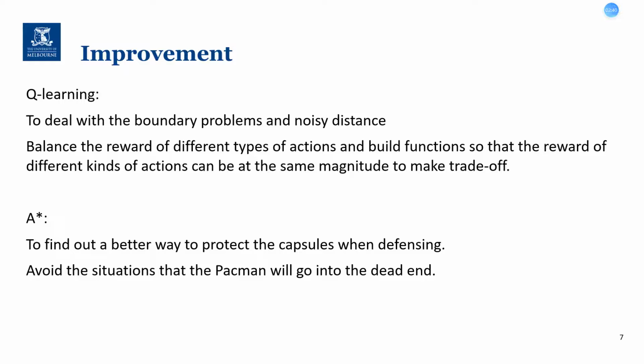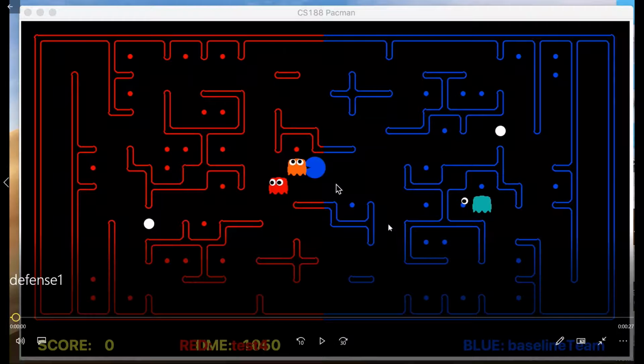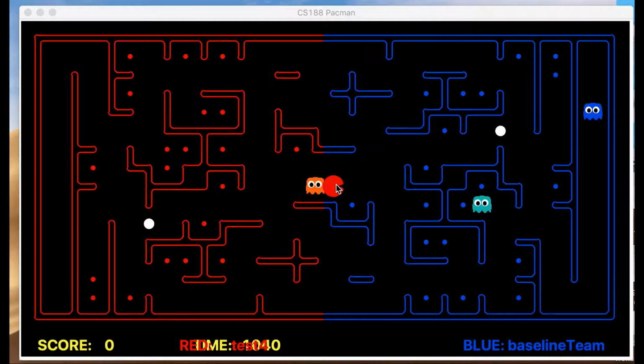Let's come to the demo part. We will talk about the specific strategies of the agents in this part. Our team is the red one. We set one agent for attacking while the other is for defending. We talk about the defense agent first. In the beginning, the ghost will go to the boundary, and if there is no invader in the defending set, the ghost will try to eat the nearest food.